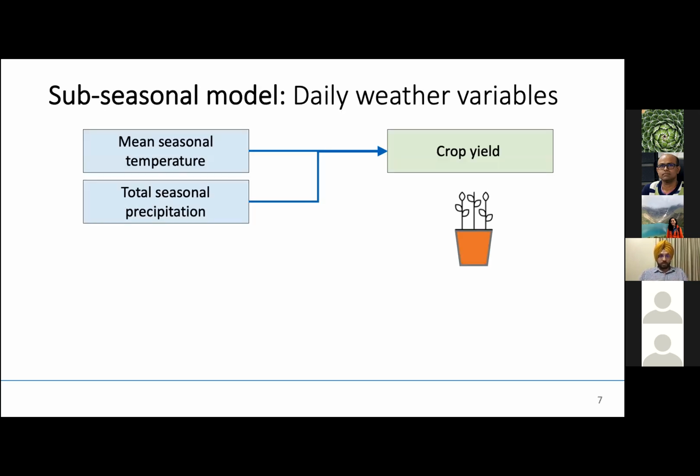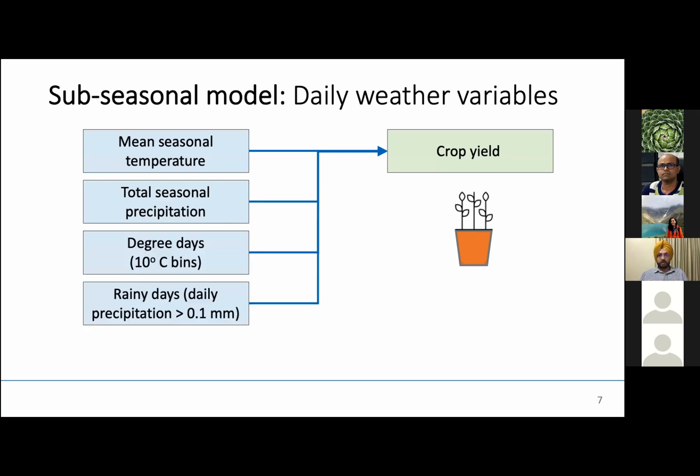So to build onto a sub-seasonal model, we added these independent variables, which included degree days and total rain days. For degree days, we divided the crop exposure into 10 degree intervals. So the number of degree days in 0 to 10, in 10 to 20, 20 to 30, and then greater than 30. So that is the independent variable that accounts for temperature variability within the season. And for precipitation, of course, we have rainy days. So these two are standing in for within season variability in our model.